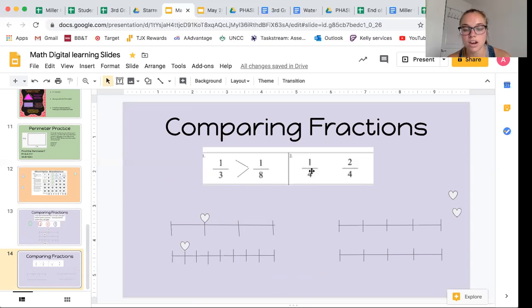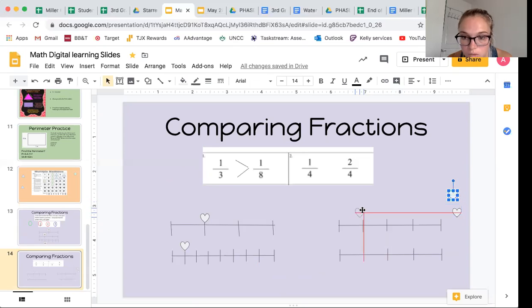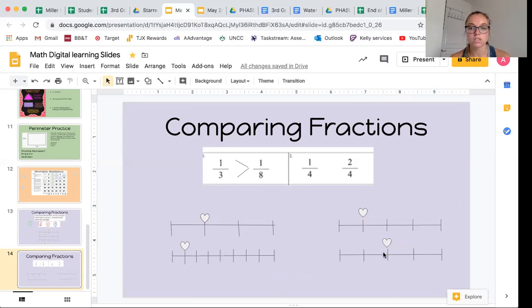Same thing over here. I have the same denominator, so my pieces are going to be the same. And I have 1/4 shaded, which will be here, and 2/4 shaded, which will be here. So I know that 2/4 is greater than, that means the alligator mouth is open towards the bigger fraction, 2/4 is greater than 1/4.